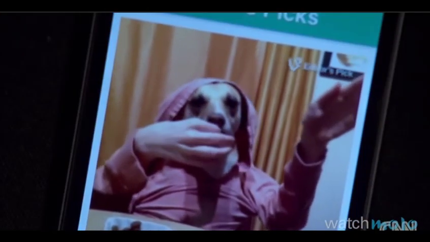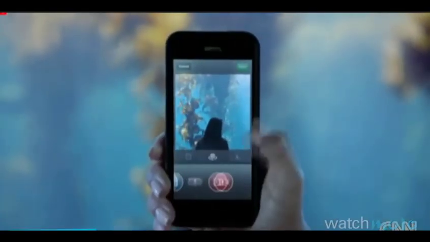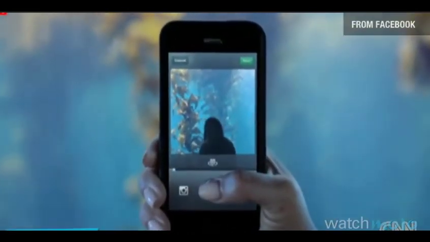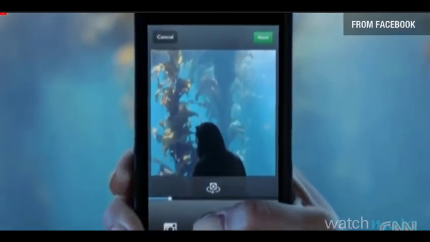That's a ton of stills. Instagram has 130 million users, so you got to give them the advantage right off the bat. A lot of people using Instagram to share their photos, and now of course they're going to be sharing video.